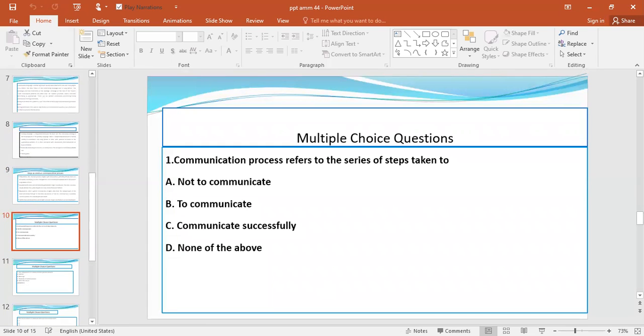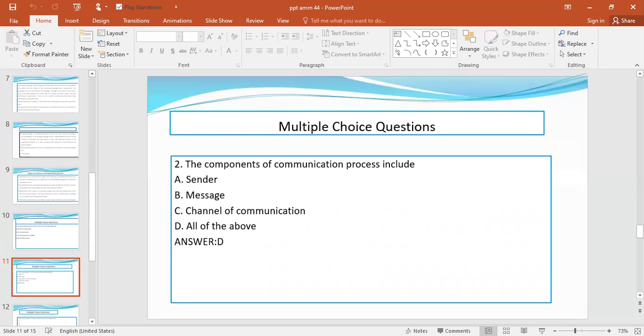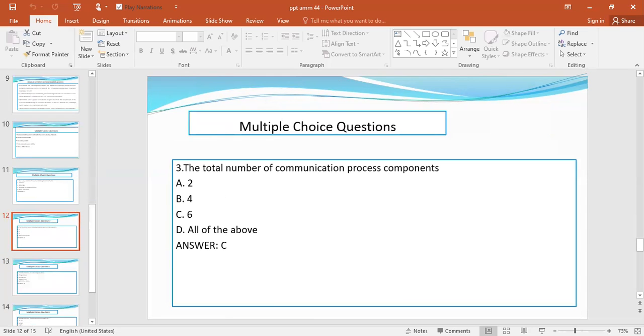Now we have some multiple choice questions. The first question is, communication process refers to the series of steps taken to not communicate, to communicate successfully, or none of the above. The answer for this is communicate successfully. The second question is, the components of communication process include sender, message, channel of communication, or all of the above. The answer for this is all of the above.